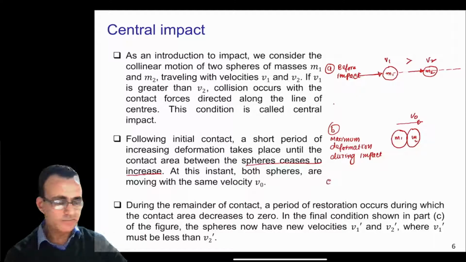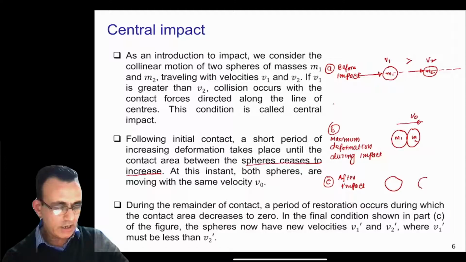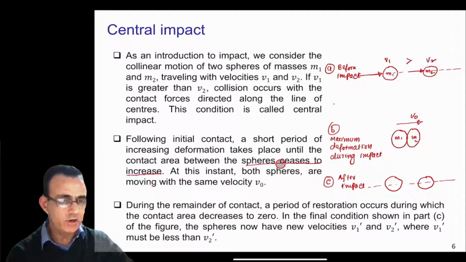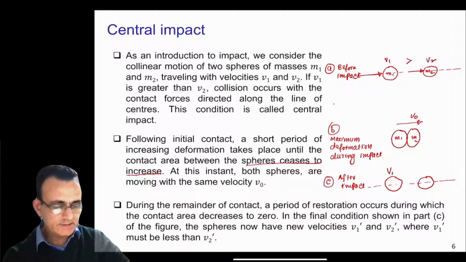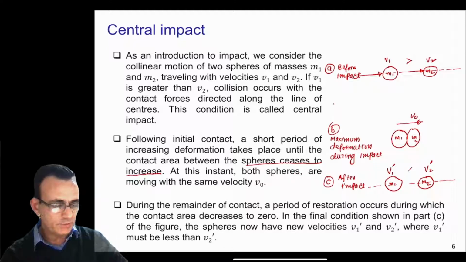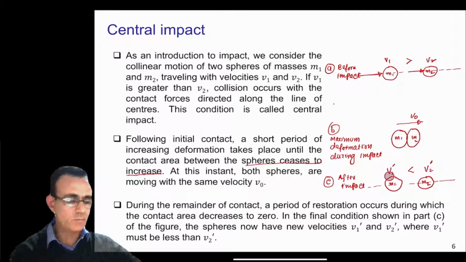After contact or impact, when the two bodies get separated, they recover from the contact, and again will be moving along the line of impact. In this case, we represent the velocities by dash, so v1 dash and v2 dash. Again, this is a particle with mass m1, and this is a particle with mass m2. The masses before impact and after impact remain the same. It will not change. As you can see, after the impact, v2 dash is greater than v1 dash.